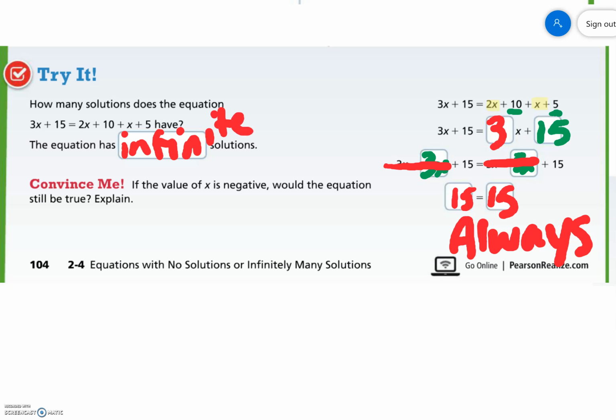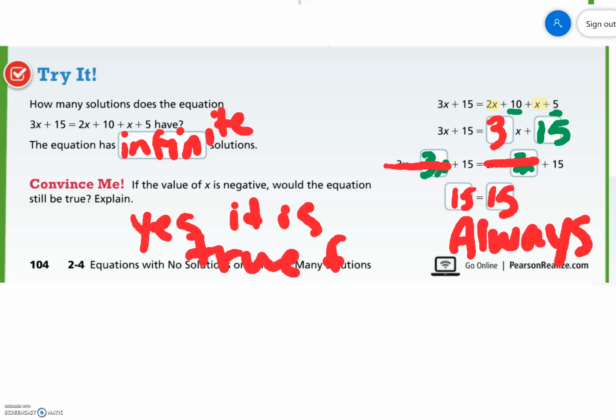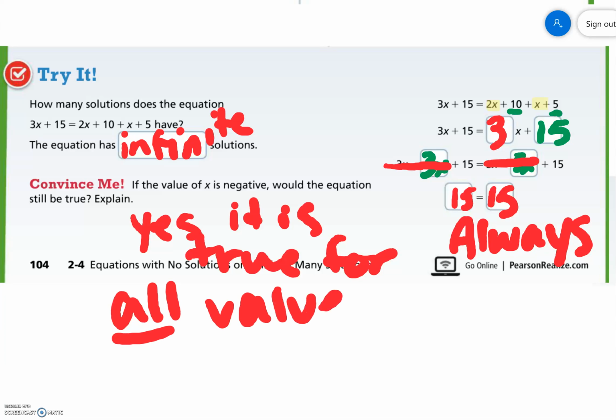If the value of x is negative, will the equation still be true? Explain. Yes, it is true for all values of x.